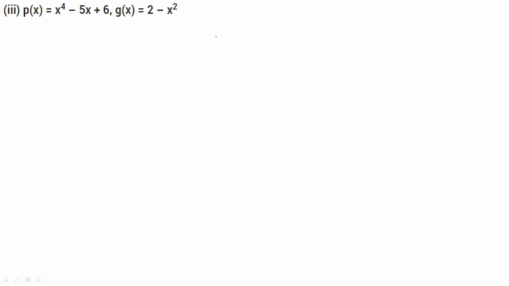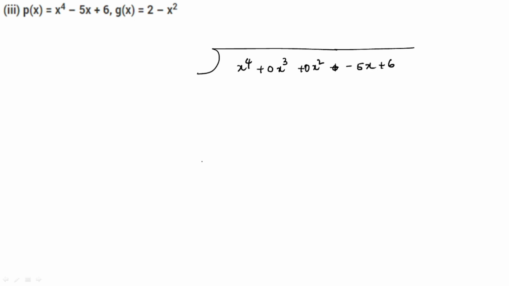Next question. The dividend is x power 4 plus, let's make it 0x cube because there is no x cube term, plus 0x square, as there is no x square term, minus 5x plus 6, and the divisor. If you consider it in the standard form, it will become minus x square plus 2. You have to make them equal. This is minus x square and this is x power 4. To make it equal, you have to multiply it with minus x square.